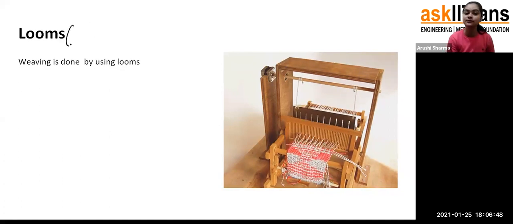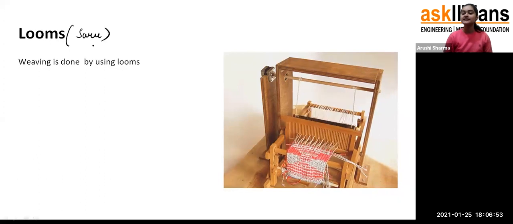And generally the looms are used for sari making in large industries. Not only saris, even shirt cloth, and the clothes which we buy from the market, so that we can stitch them according to our condition. So that's how we get it in the form only.